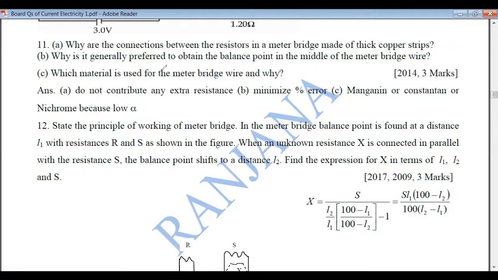Next is which material is used for the meter bridge wire and why? We have already studied in the theory that alloys like constantan, manganese, nichrome are used. Why? Because their resistivity is high and the temperature coefficient of resistance is low. That is, with the variation of temperature, the resistance will not change much.